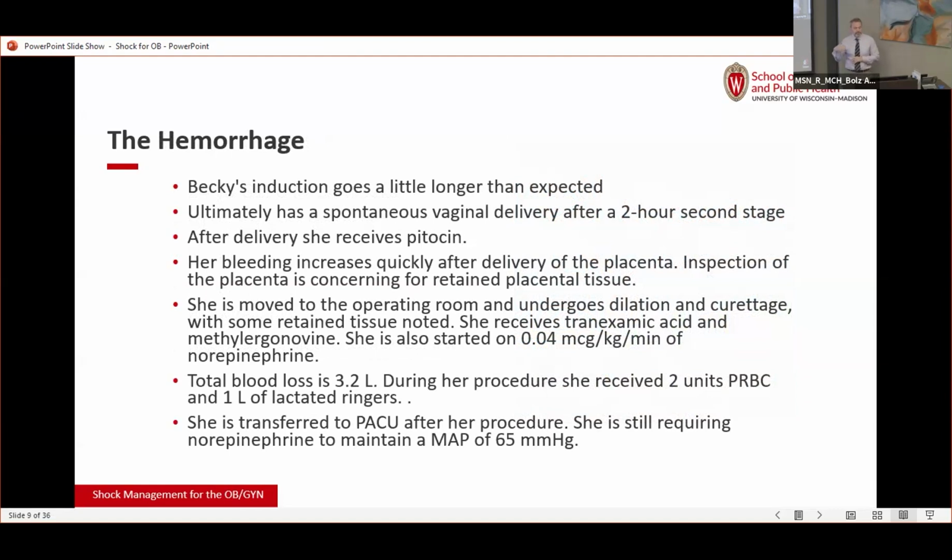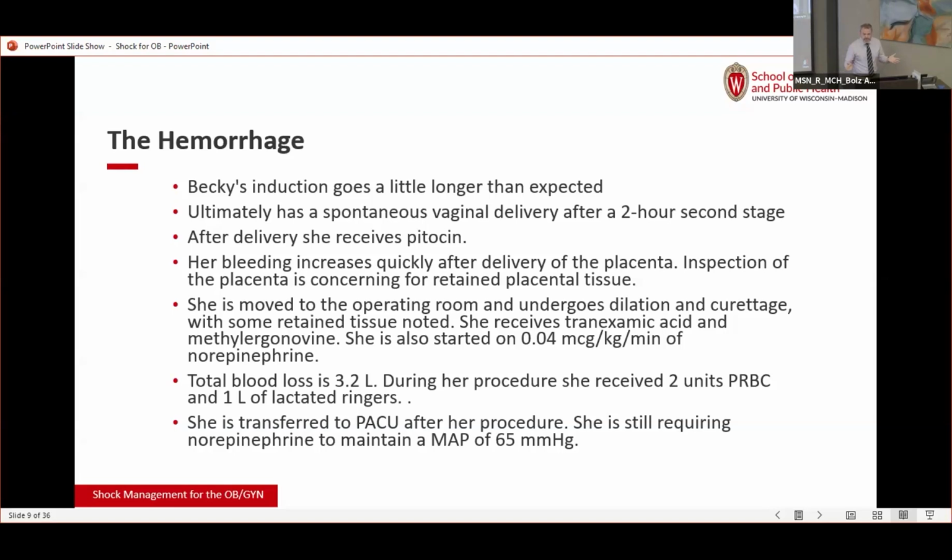Go to the operating room, undergoes dilation and curettage for retained tissue, get some TXA, some Methergine, start on a little bit of norepinephrine. Total blood loss is 3.2 liters. She gets 2 units of PRBCs, 1 unit of lactated Ringer's, and she's transferred to the PACU after the procedure, still requiring some norepinephrine to maintain a mean arterial pressure of 65.